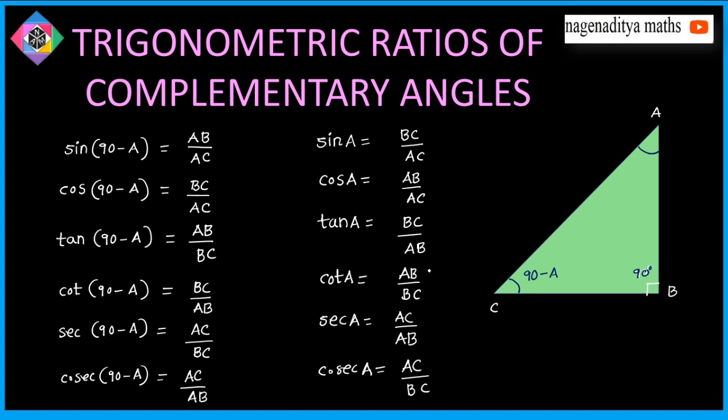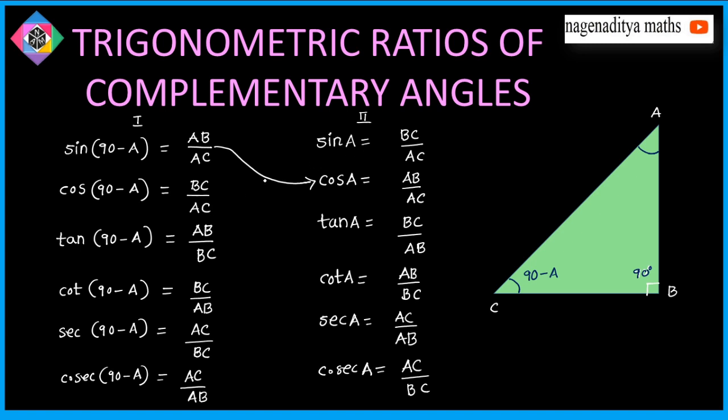So now we have to match the first part, and this is part 1 and this is part 2. We can match up. So here AB by AC, where is AB by AC? Here. So this matches this one. That means sine of 90 minus A is equal to cos A. So whenever we come across sine 90 minus A, we can write cos A. And what about BC by AC?